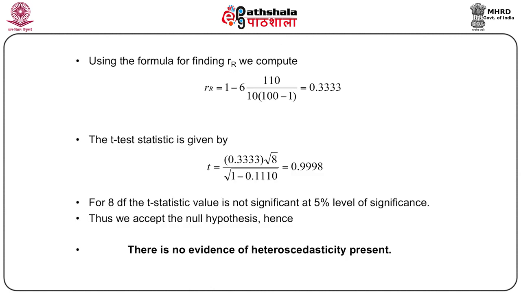Now, after we use the formula, we compute the Spearman rank correlation coefficient and it turns out to be 0.3333. And using the formula for obtaining the t-test statistic, we obtain the value of the test statistic as 0.9998. For 8 degrees of freedom, the t-test statistic value is not significant at 5% level of significance. Thus, we fail to reject the null hypothesis.